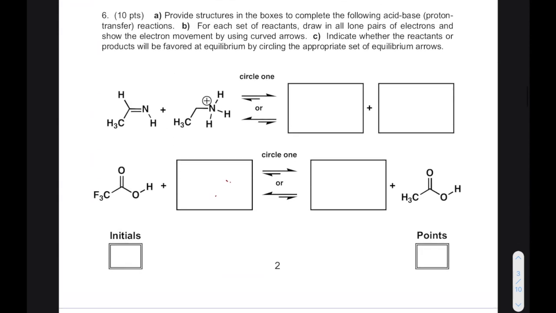Question 6 is, again, talking about acids and bases and equilibrium. A says provide structures to the boxes to complete the following acid-base proton transfer reactions. And part B, for each set of reactants, draw all the lone pairs of electrons and show the electron movement for each by using curved arrows. Part C says indicate whether the reactants or products will be favored at equilibrium by again circling the appropriate set of equilibrium arrows. So here we have an equilibrium between imine and ammonium, and we'll be drawing then the conjugate bases and acids on the right and determining the equilibrium for this set of 2 problems.